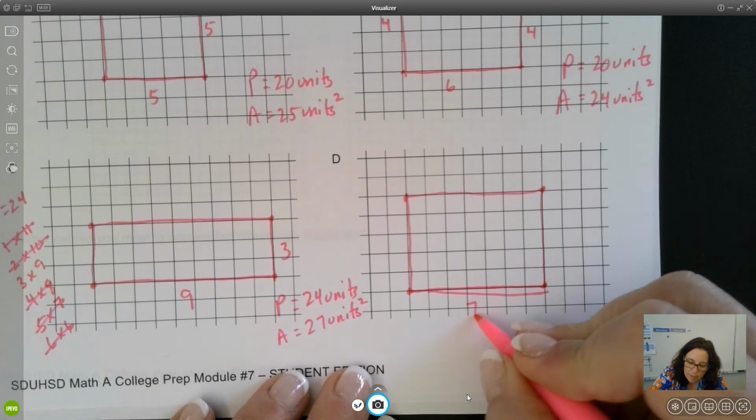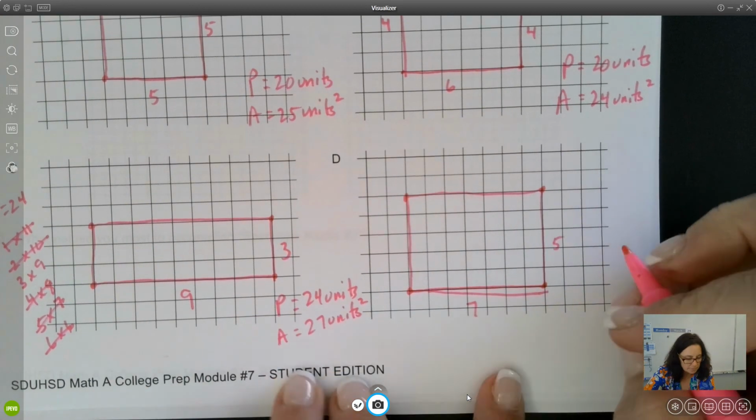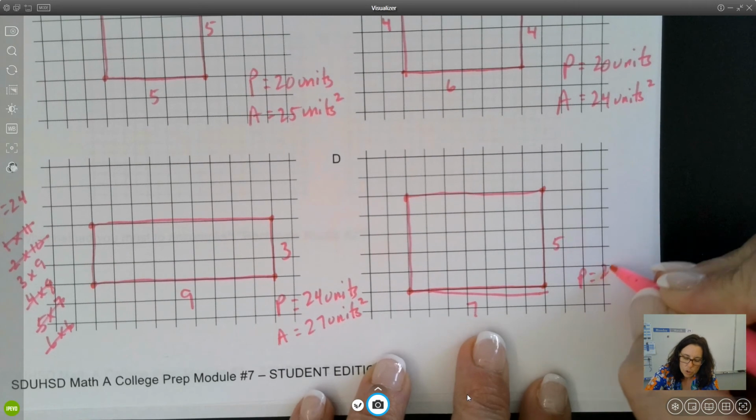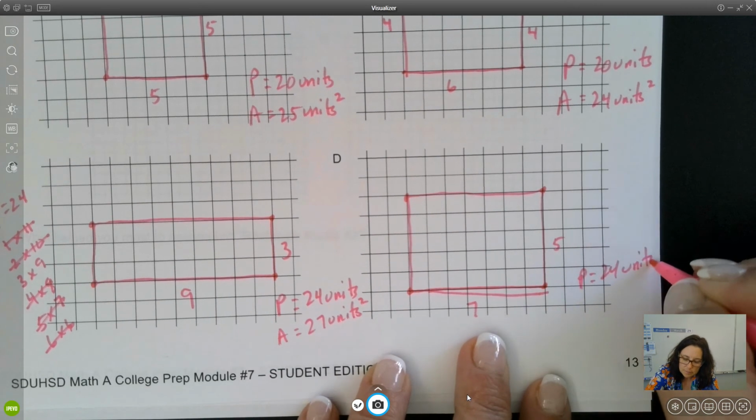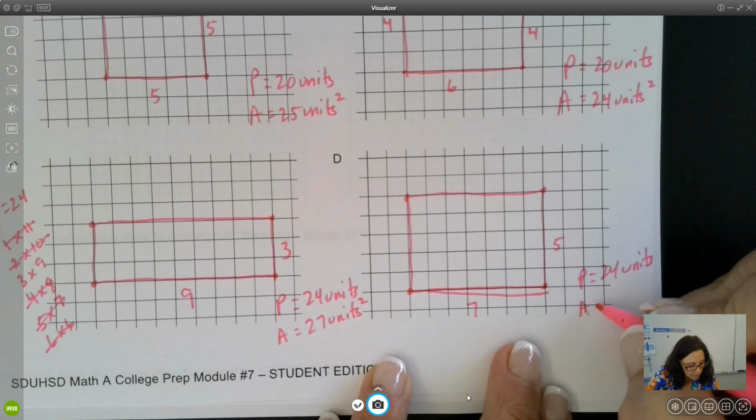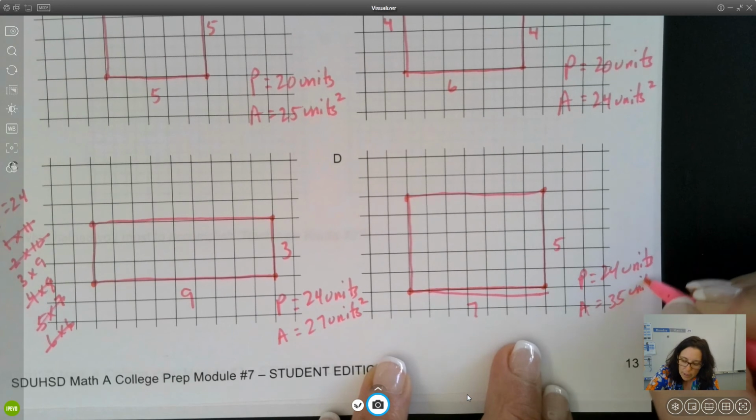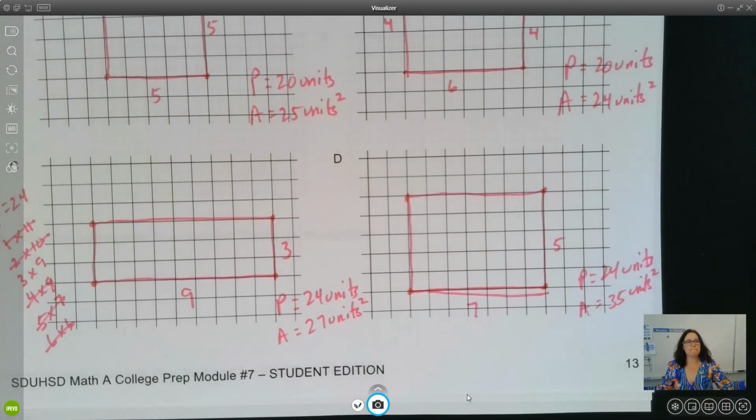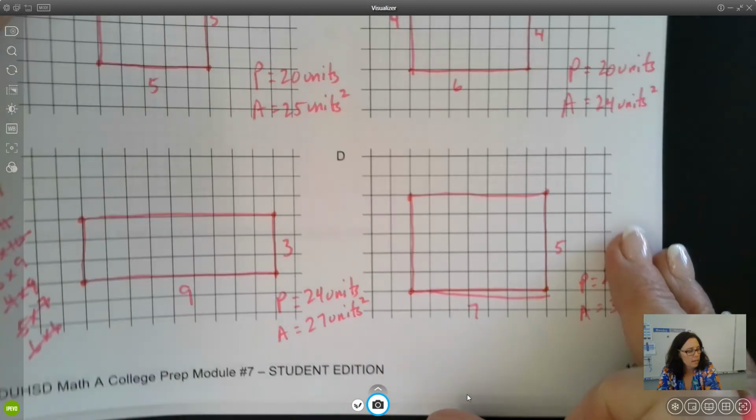All right, so this is 7 and this is 5. Perimeter is 24 units. Area is 35 units squared. All right, riddle number 1, done. All right, next problem here.